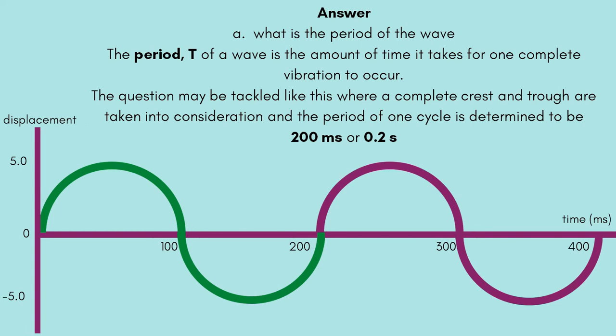A, what is the period of the wave? The period of a wave is the amount of time it takes for one complete vibration to occur. The question may be tackled like this, where a complete crest and trough are taken into consideration and the period of one cycle is determined to be 200 milliseconds, or converted to SI units of seconds, we get 0.2 seconds.